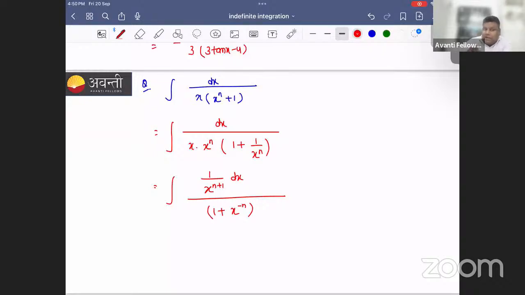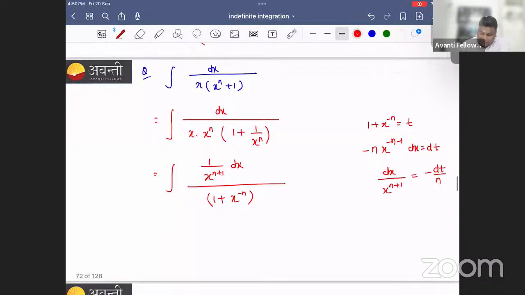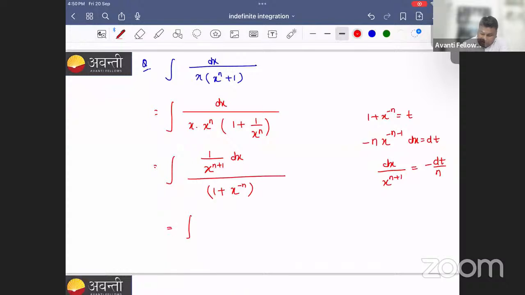Now, derivative of denominator is there in the numerator. If I assume 1 plus x to the power minus n as t, so minus n x to the power minus n minus 1 dx becomes dt. So dx upon x to the power n plus 1 is minus of dt upon n. So it became dt upon n with a minus sign, as well as t in the denominator. So the answer is minus 1 by n ln t plus constant.